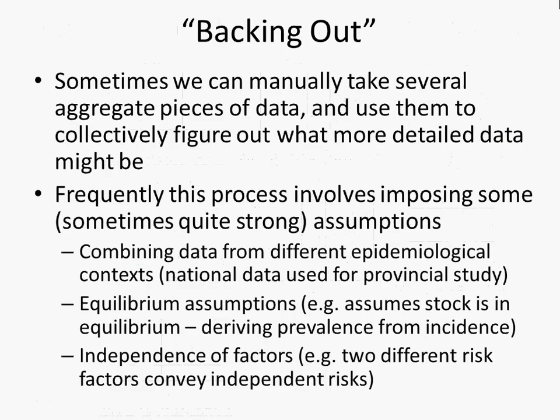Now, sometimes we are lucky enough that we may have data which we can use a process called backing out to break down this data and figure out analytically what the values of parameters will be. And often this process involves imposing some quite strong assumptions. So we may have to combine data from different contexts, for example. We may assume the system's in equilibrium. We may assume certain factors are independent.